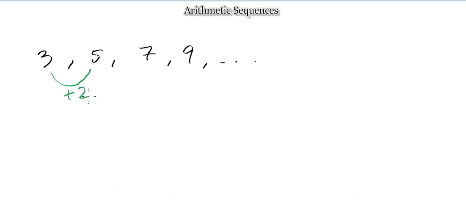So let's just get rid of this and write another sequence. Let's just stick to the first one that I used previously. So 3, 5, 7, 9, and so on. Now, what we're actually going to do in this one is, first of all, find the difference. So we know that the difference is plus 2.